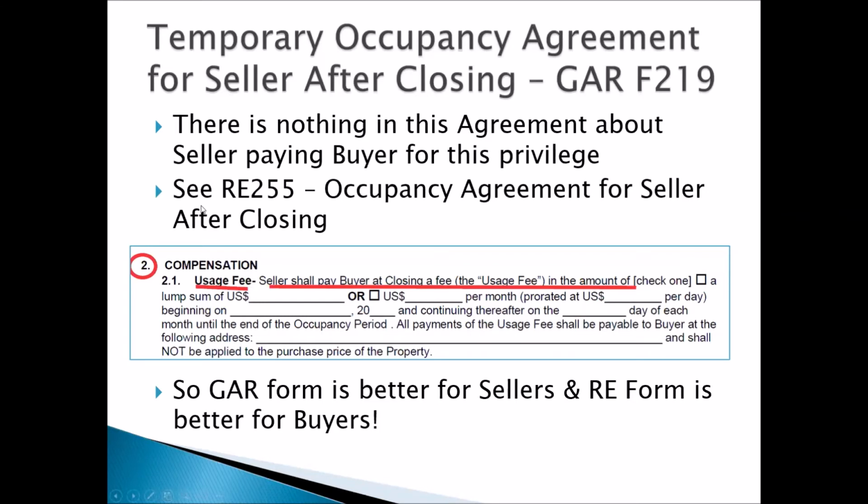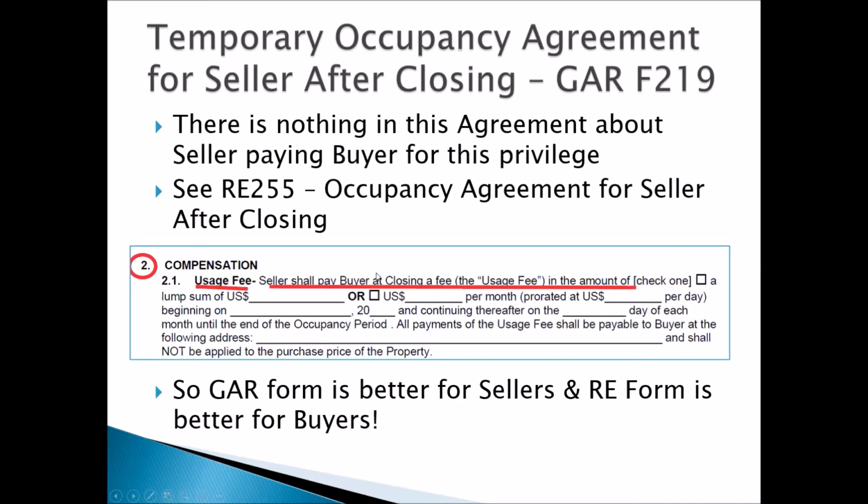However, in the RE forms, occupancy agreement for seller after closing, it's RE form 255, there is a provision for a usage fee. And it says the seller shall pay the buyer at closing a fee in the amount of a lump sum or blank per month. I would suggest a lump sum because you're not going to do it for more than 60 days, beginning on blank and continuing thereafter until the end of the occupancy agreement. I would have, seller shall pay buyer at closing.